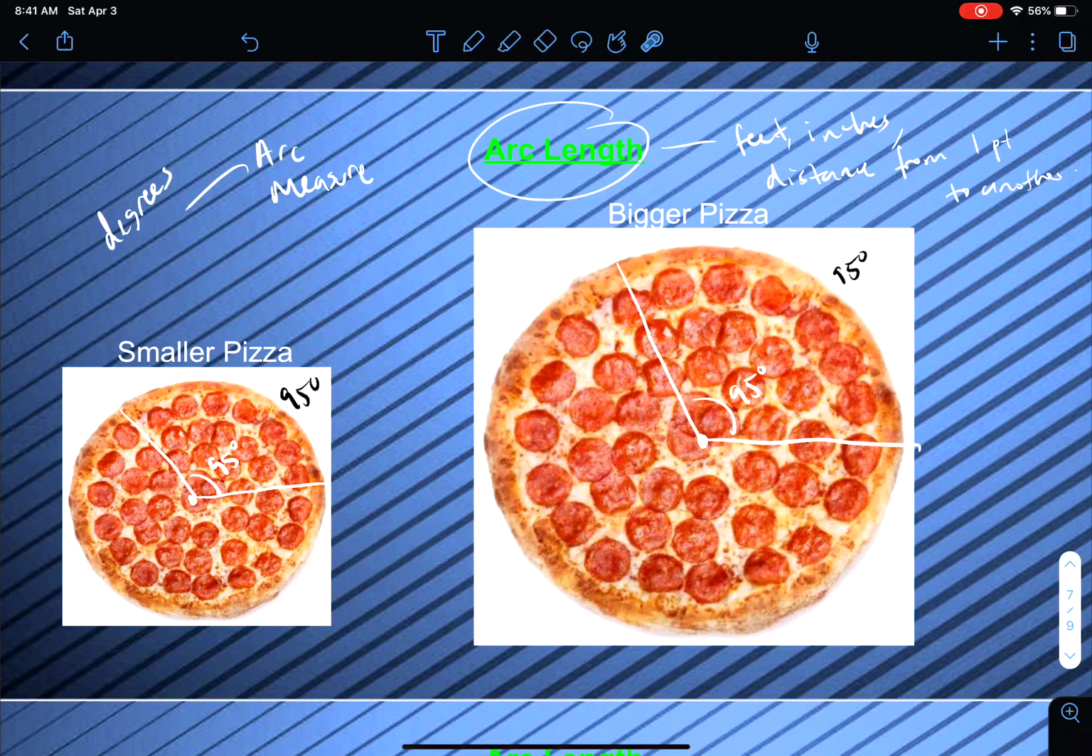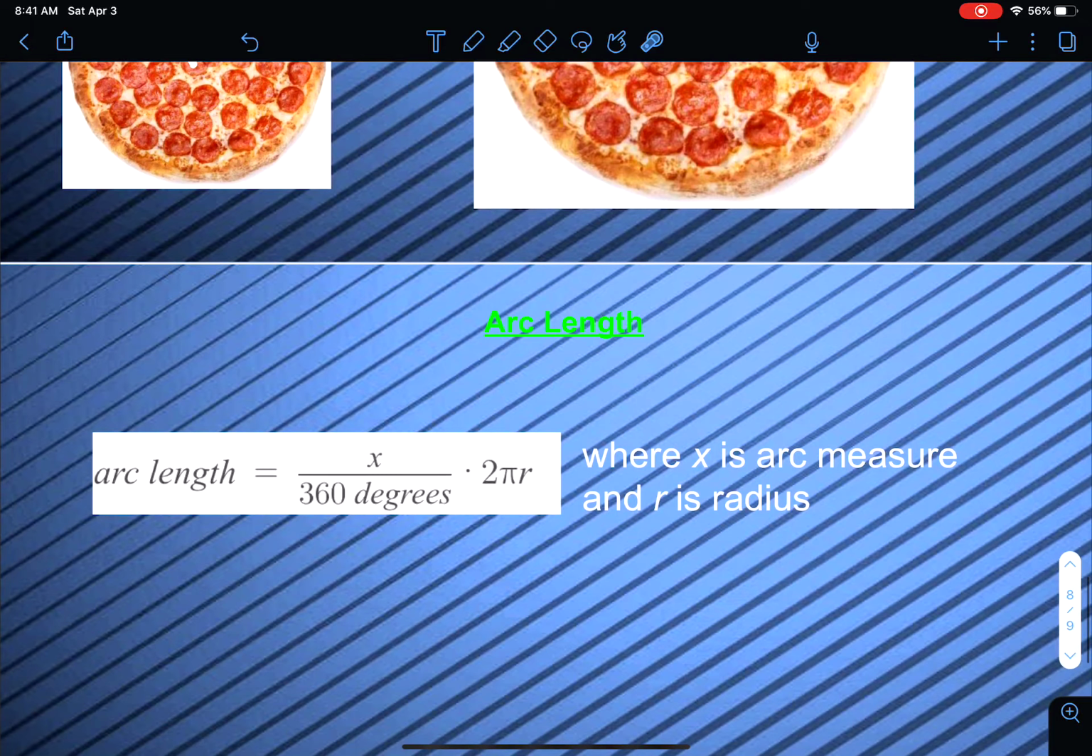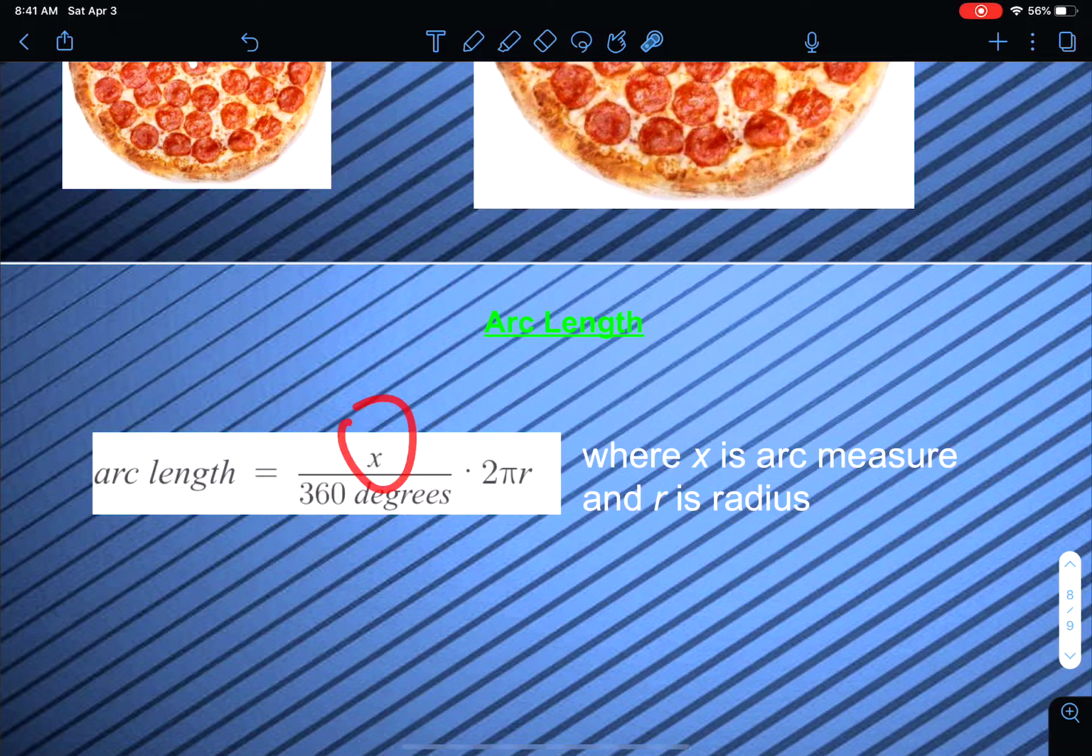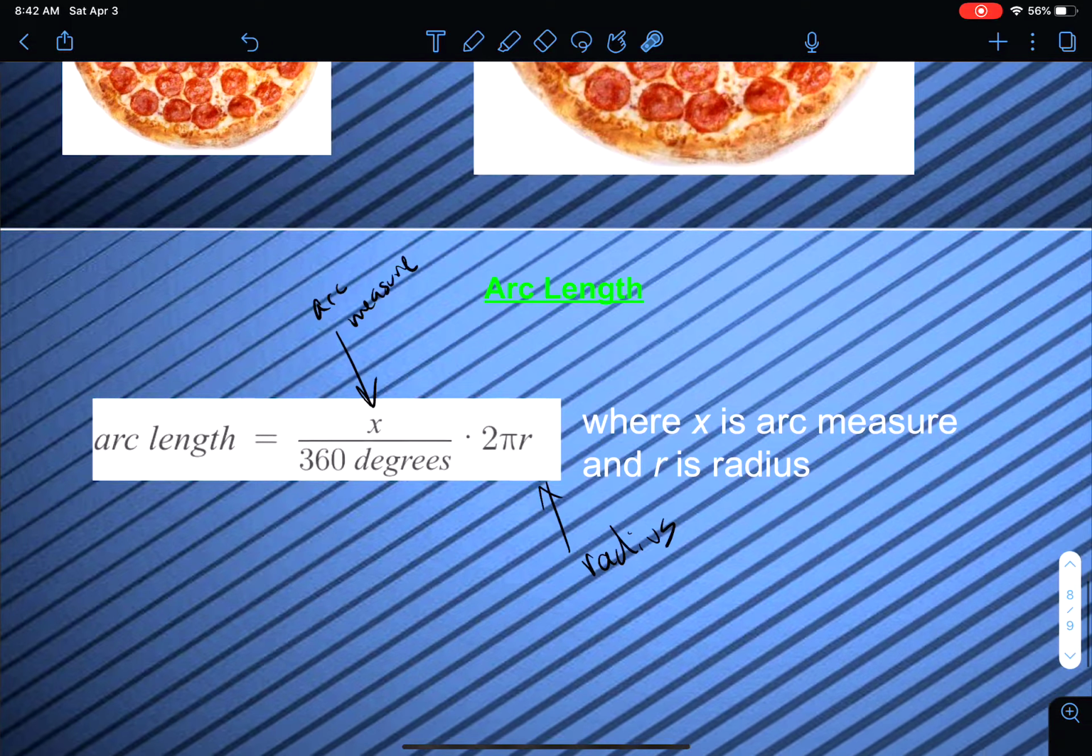Cool. Now we need to talk about how we should calculate arc length. So the arc length is x over 360 degrees times 2 pi r. Okay? Now you're probably wondering, oh, what is x, Mr. N? What is x? Well, x is the arc measure. And r is our radius. And this formula is going to help us find the arc length. Okay? So let's do an example.